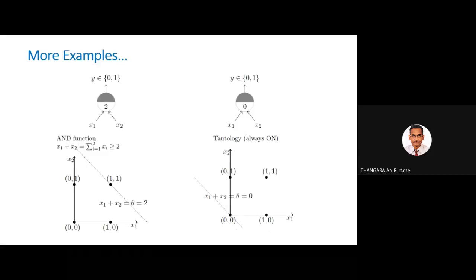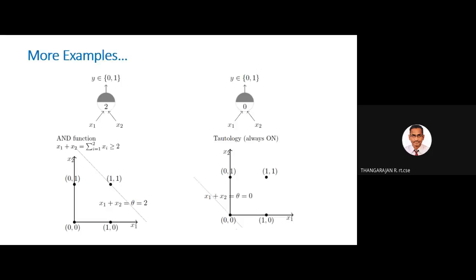Because there are 2 inputs, if the sum is equal to 2, then it is 1, 1, and the output is 1. It cannot be greater than 2, because x1 and x2 can take only binary values. So the only point on this line is this point, where the output is 1. Anything below this line, whether it is here or here or here, is always 0. You cannot have any other values because our inputs are binary. This is for the AND.